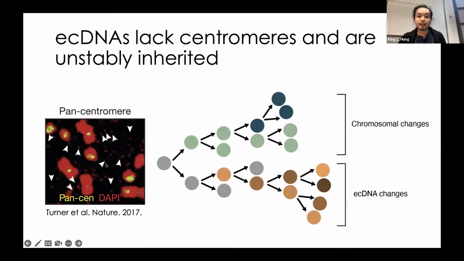So let's say this other gray cell acquires an ecDNA and now is marked in brown. The ecDNA after replication can go to one of the two daughter cells. And so one daughter cell can lose an ecDNA. And then over subsequent cell divisions, different daughter cells can have different copies of ecDNA. And so you can end up with this cell population with very, very different copy numbers.